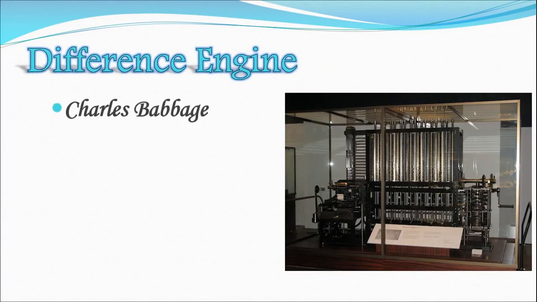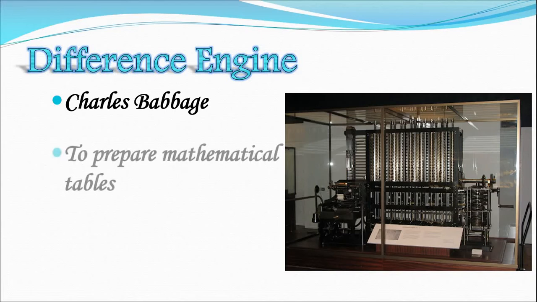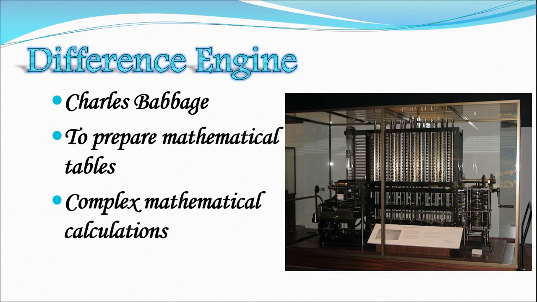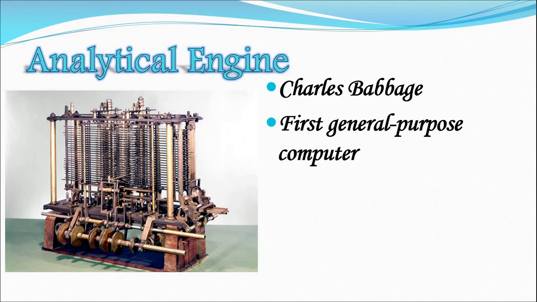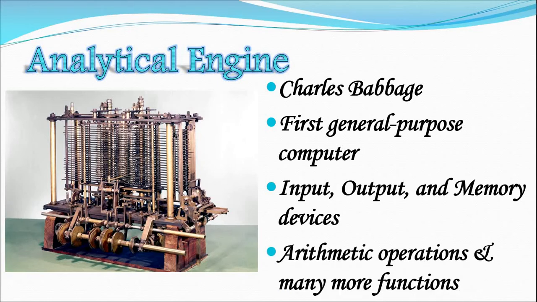It was invented by Charles Babbage. Charles Babbage, an English mathematician, is the father of the computer. Difference Engine is used to prepare mathematical tables, and it can perform complex mathematical calculations. Next, Analytical Engine. It was also invented by Charles Babbage. It was the first general-purpose computer. It has some elements. They are input devices, output devices, and memory devices, and it can perform arithmetic operations and many more functions.